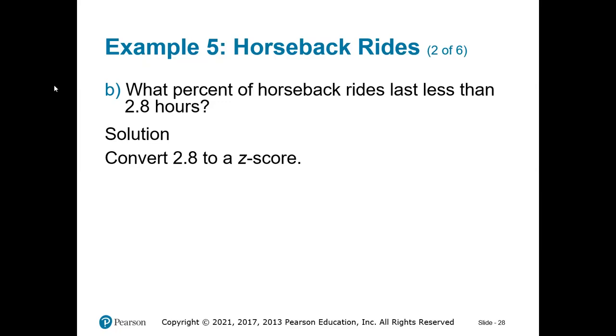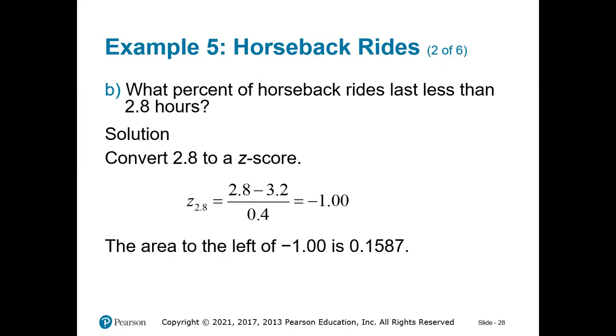First of all, let me get the z-score of 2.8. I'm going to take 2.8 minus the mean, which is 3.2, divided by the standard deviation, which is 0.4. 2.8 minus 3.2, and this is the z-score that goes with 2.8. Then the area, or the percentage, is 15.87%, or 0.1587.